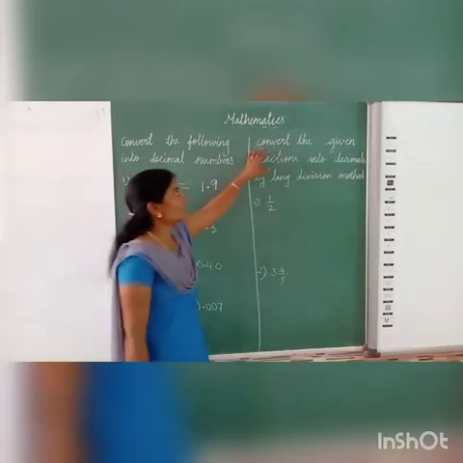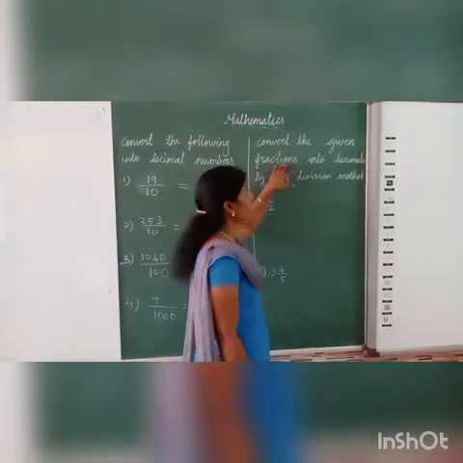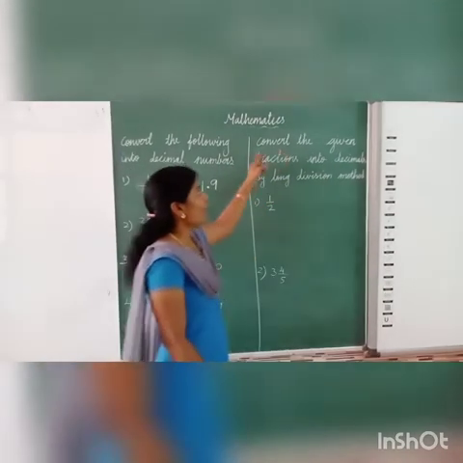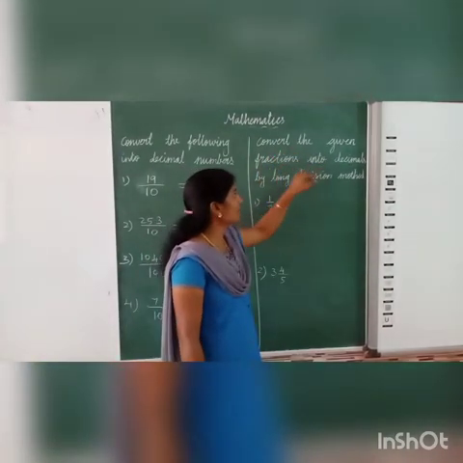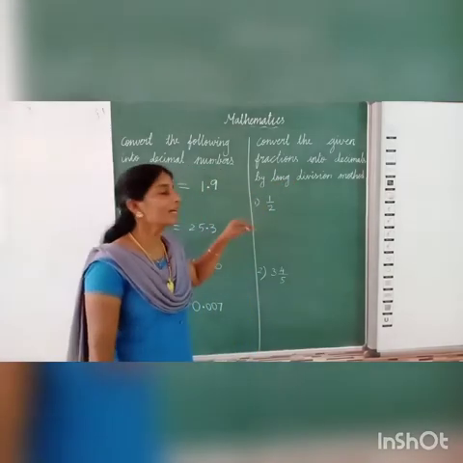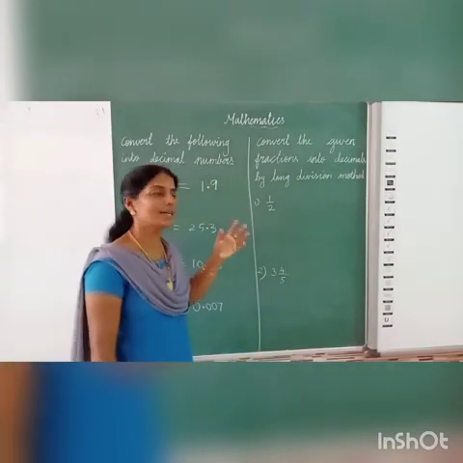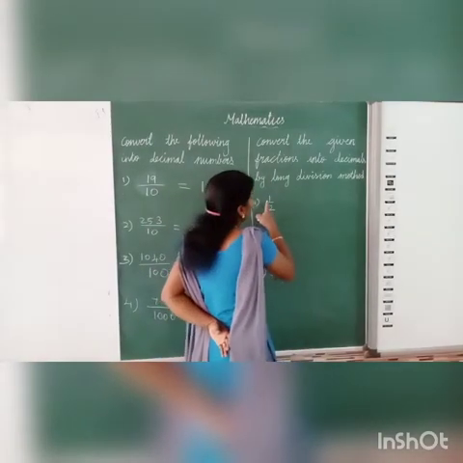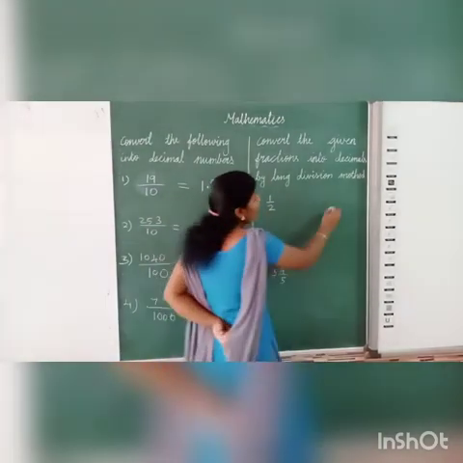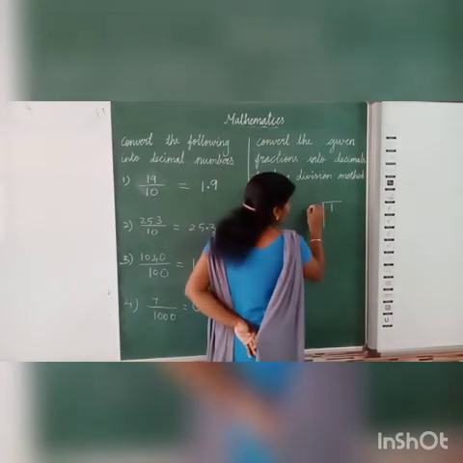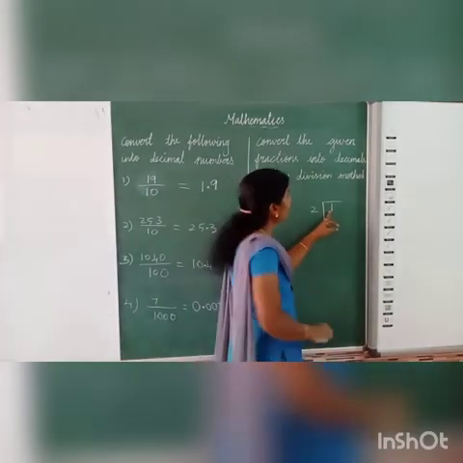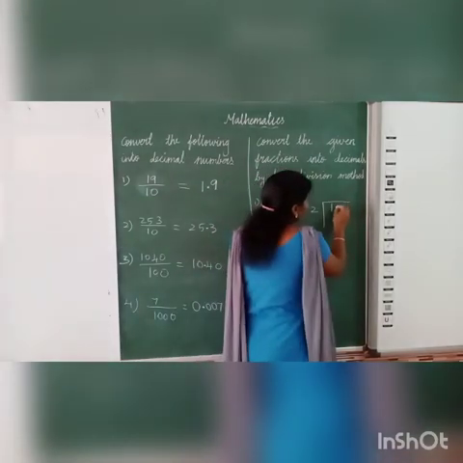Okay. The next one, convert the given fractions into decimals by the long division method. Using the long division method, we are using the usual division method. Okay. 1 by 2, isn't it? 1 divided by 2. Now listen here. Here 1 point. Now we can put the point.